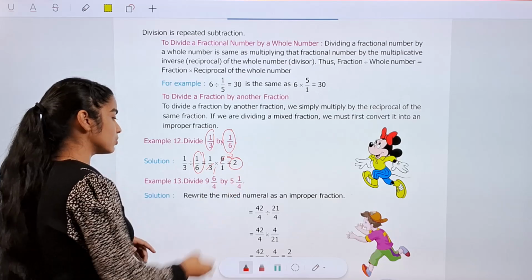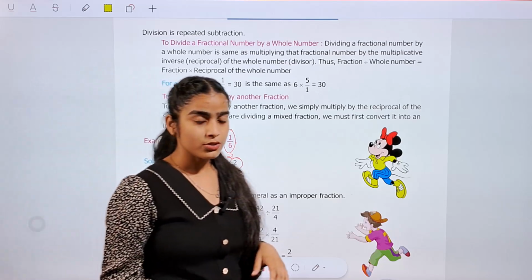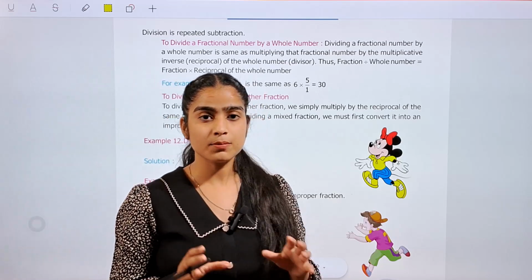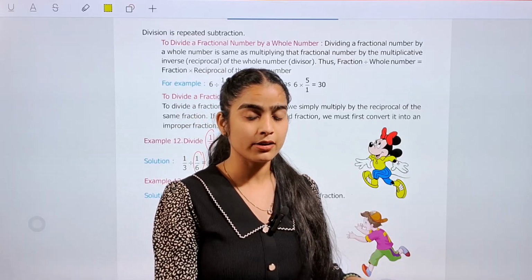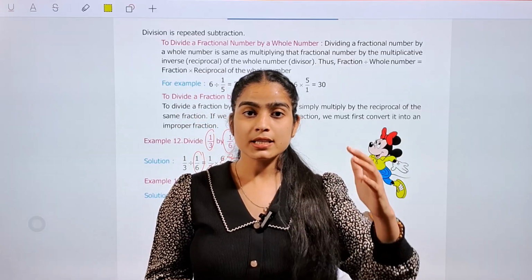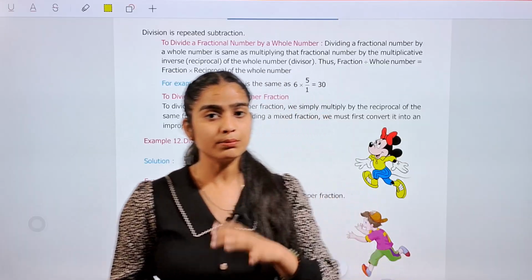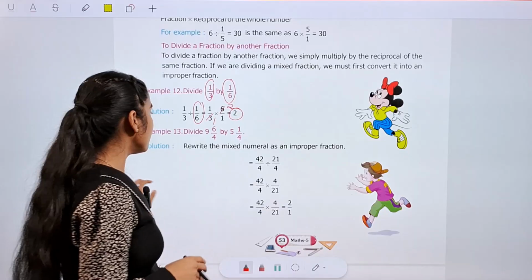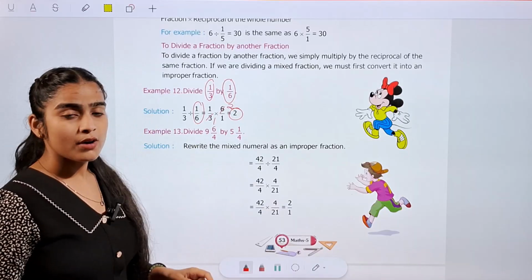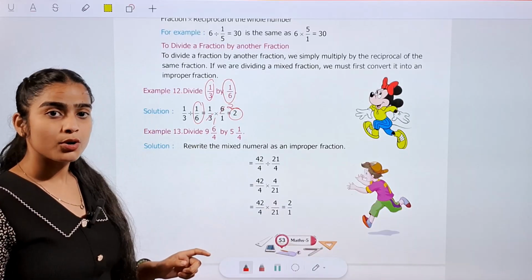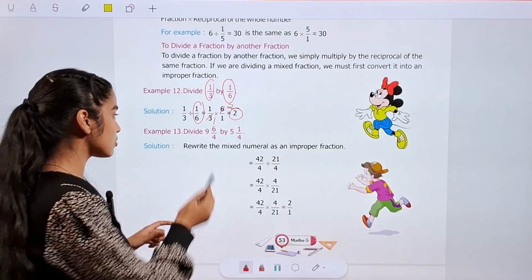Your end answer is 2. So for division, what we have to understand here is that the process of multiplication is repeated. But the second number gets reciprocated. So this is the only difference between division and multiplication. Next we have, this is your mixed fraction. So what you have to do further, you have to convert it into the improper fraction and then you are able to solve this question.